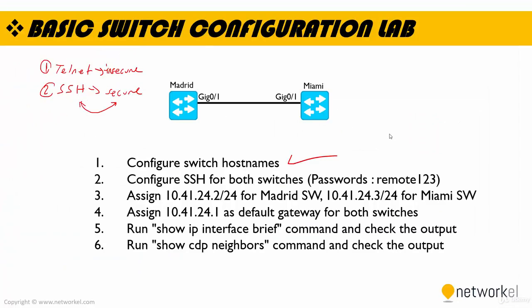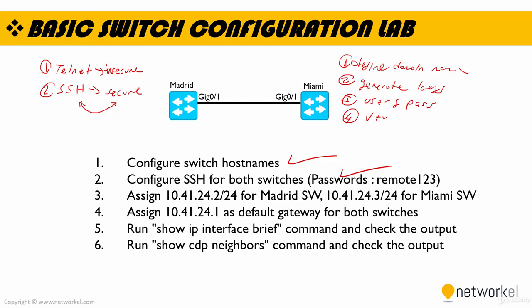That's it. As you can see, configuring SSH is very simple. We just have a few steps that we need to memorize. First, we need to define a domain name. Second, we need to generate our keys. In the third step, we need to define a user and password. And in the fourth step, we need to configure the virtual lines. Alright, that's going pretty cool for me, and it's time to take a look at the third step.